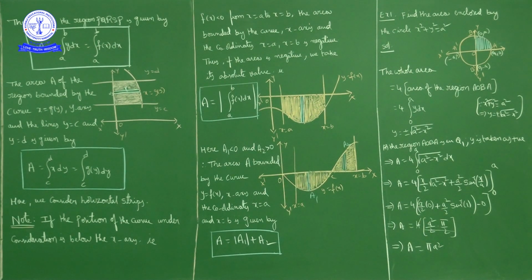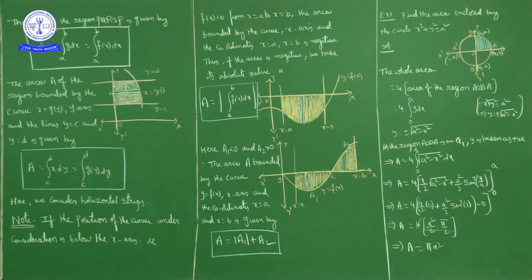But for this we have a direct formula. The integral of square root of a square minus x square dx is equal to x by 2 into square root of a square minus x square plus a square by 2 into sin inverse of x by a. Now the lower limit is 0, the upper limit is a. In integrals we have this formula for the integral of square root of a square minus x square dx.